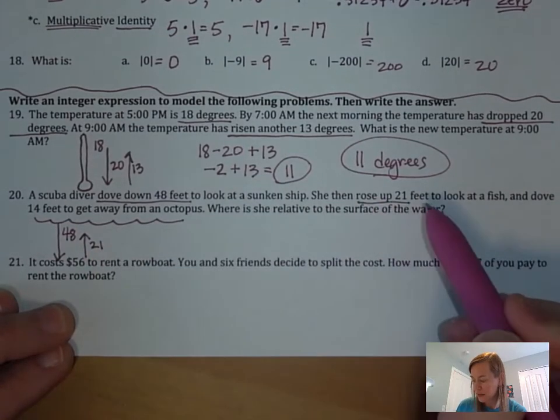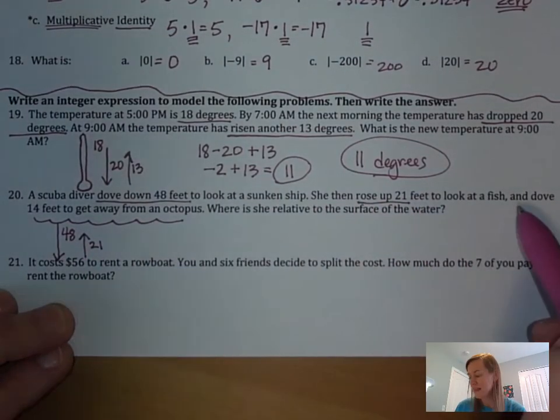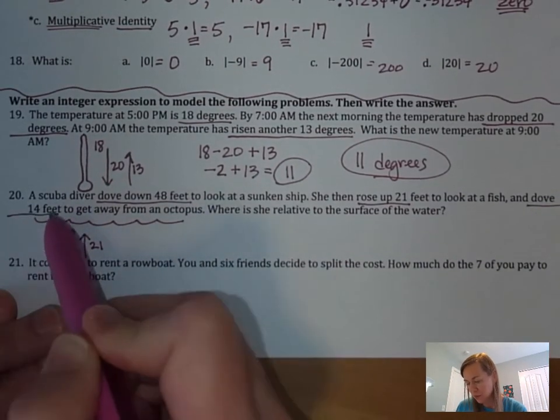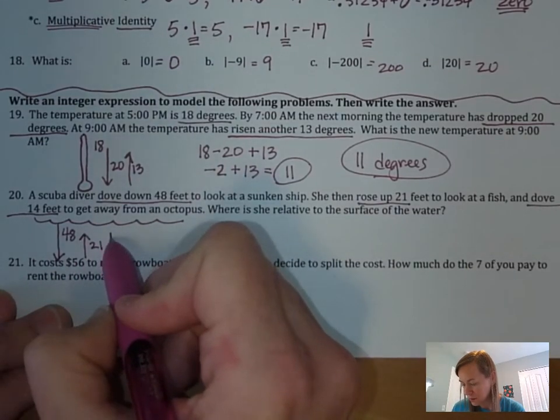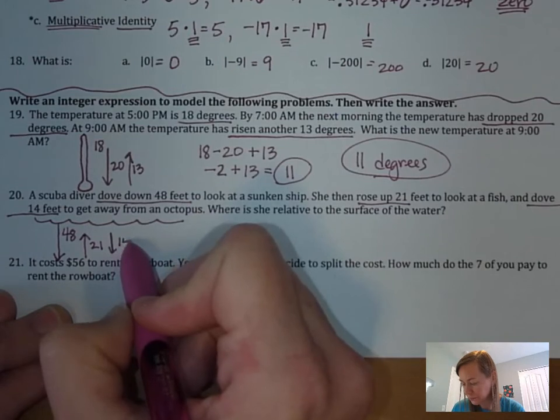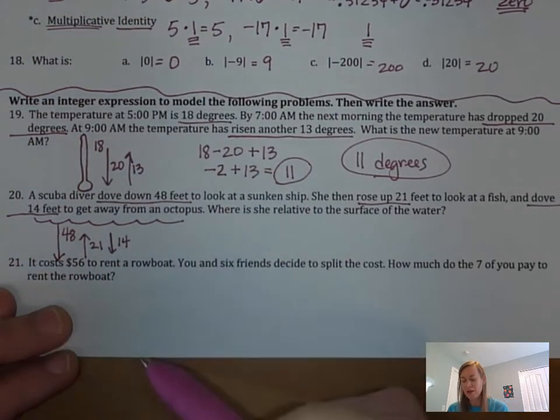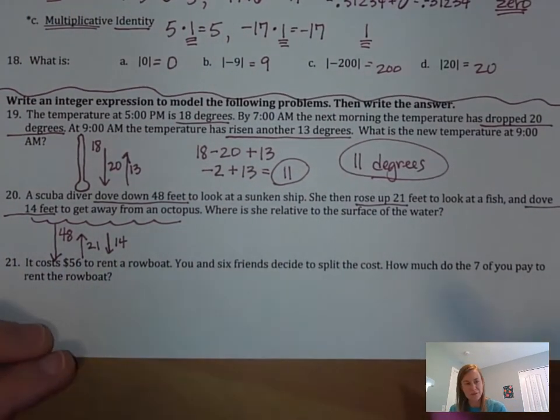All right, that was the rise, 21. And then she dove 14 feet. Now when she dives again, that means to go downwards. So she wants to get away from that octopus and go down 14 feet. And now, where is she relative to the surface of the water?